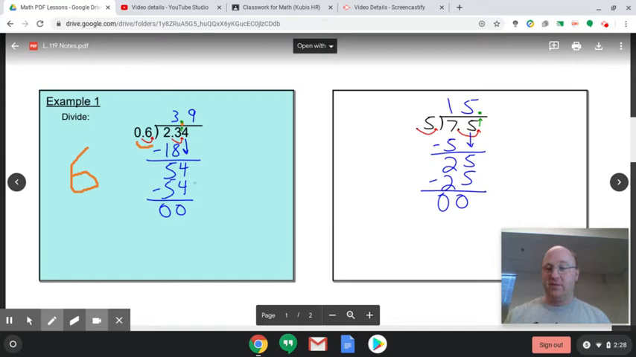Real simple. Then you just do your long division. But again, don't forget, you move it over in your divisor. You need to move it over the same number of spots in your dividend.